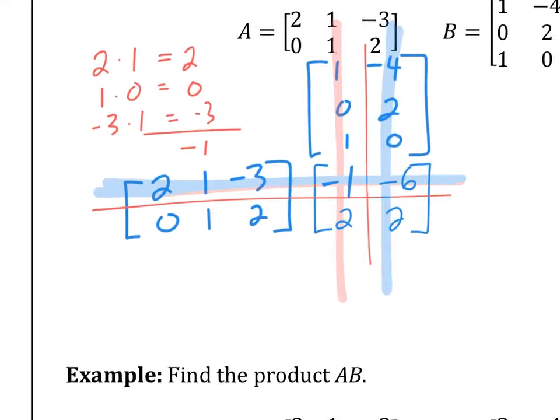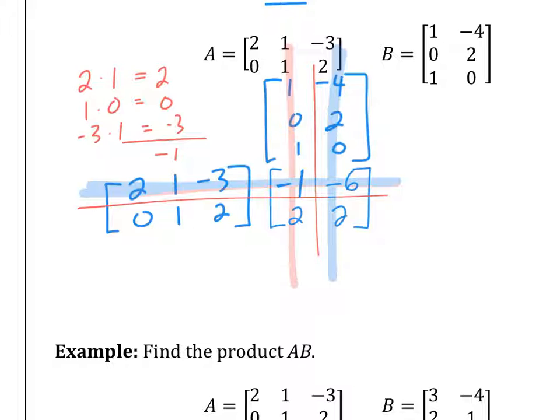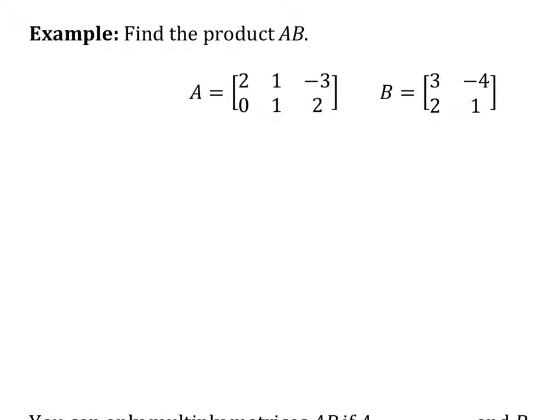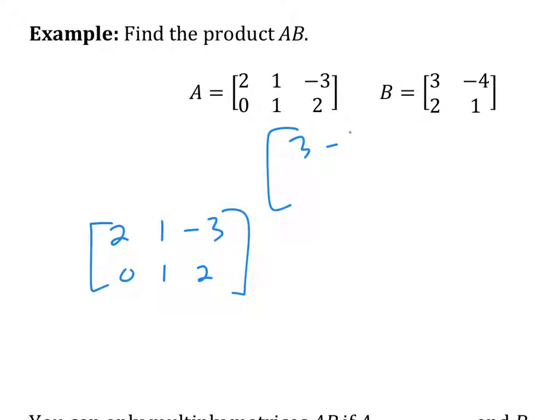Next, let's do it the other way. Or actually, never mind. Let's do AB. All right, so let's also multiply this, A times B. Okay, so let's have everybody try it. A times B and see what you get. Remember, A has to be on the bottom left, and then B has to be on the top right.